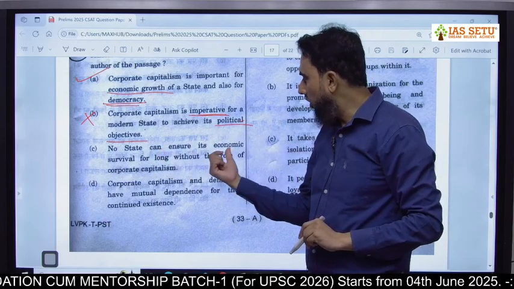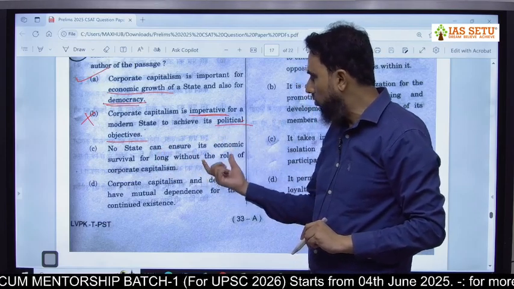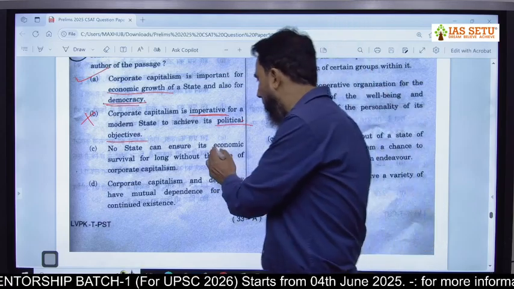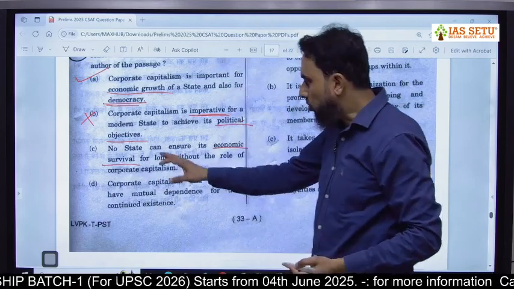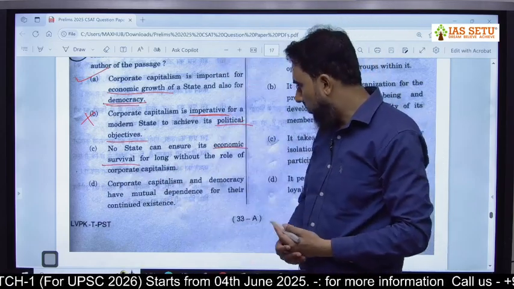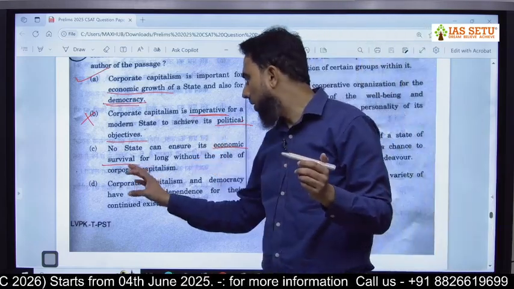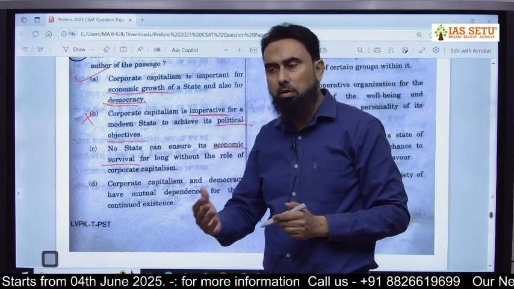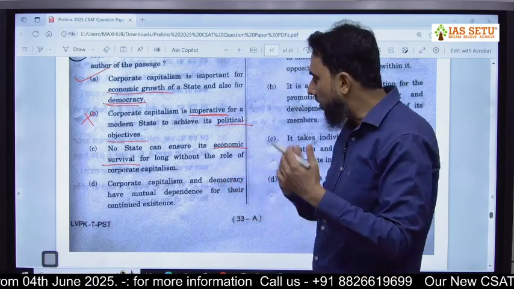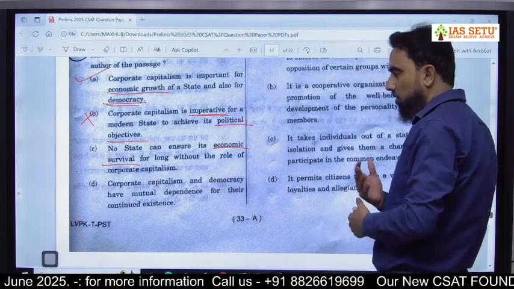C, no state can ensure the economic survival for long without the role of corporate capitalism. Again, it does not talk about the economic survival, and it also leaves out the other aspect of the passage. The other aspect is that it's not just the economic survival, it is also talking about how they can work as a welfare state because of the revenue this corporate capitalism generates.